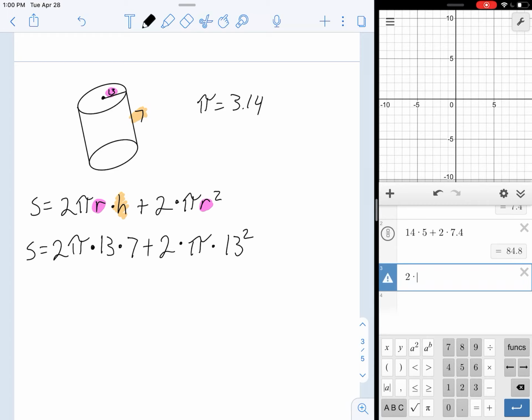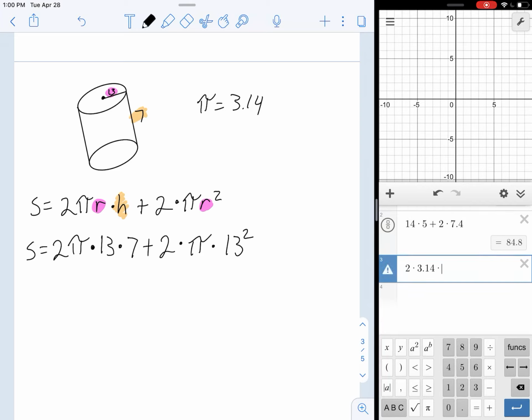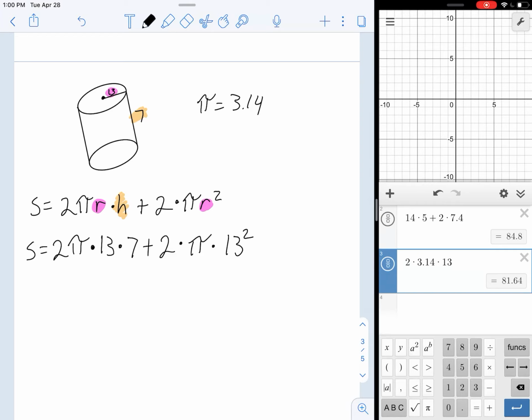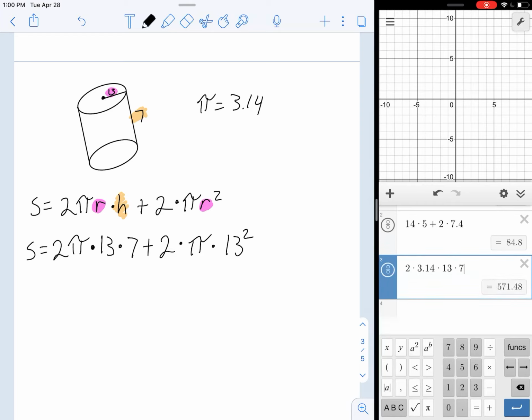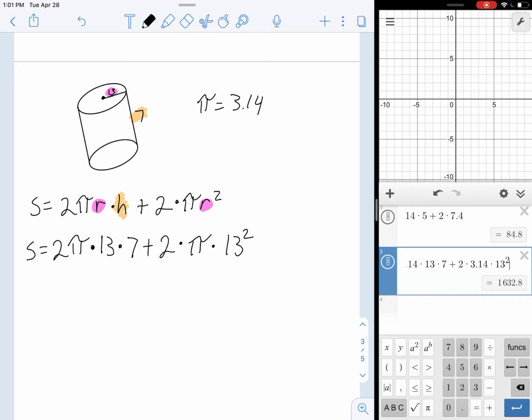Okay, and what that's going to look like in our calculator: 2 times, and we said we're going to use 3.14 for pi, so 3.14 times a radius, which is 13, times the height of the cylinder, which is 7, okay, plus 2 times 3.14 times 13 squared. Now that squared doesn't mean we just type a 2, all right? You type that little 2, the x squared type looking number. Mine is on the left over here. I'm going to type that and I get my squared up there.